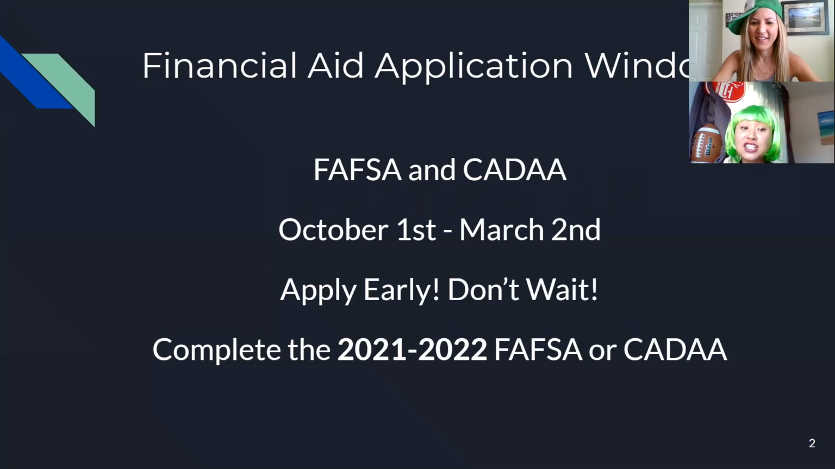All right, so the financial aid application window starts October 1st, and the deadline to apply is March 2nd. So please remember to apply early, and don't forget when you're applying for financial aid, make sure that you indicate that you're completing the application for the school year of 2021 to 2022.